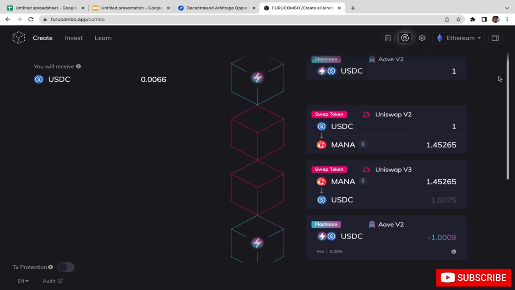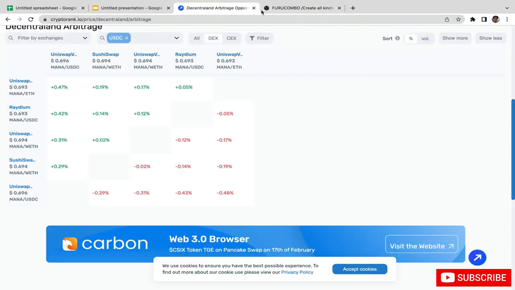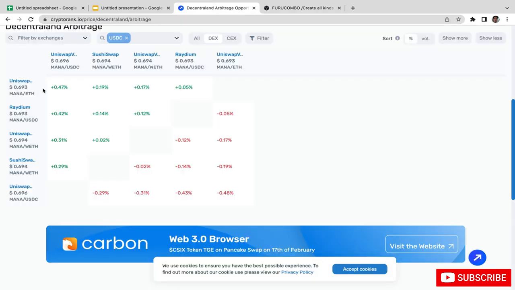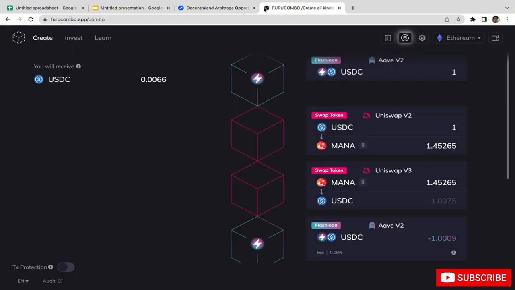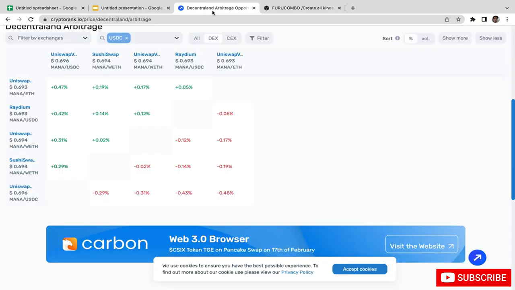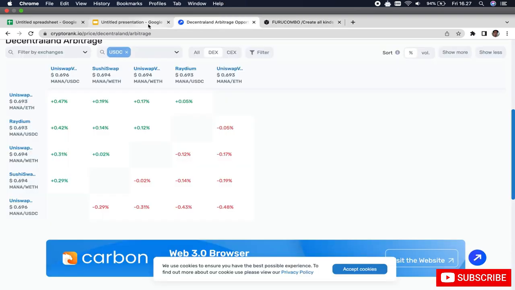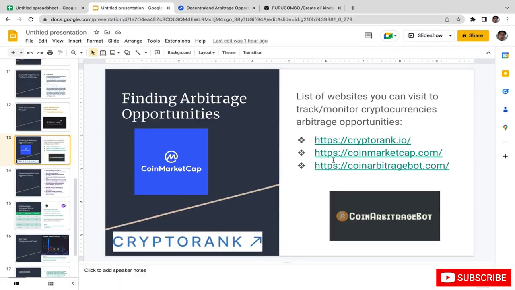So I think that's it for CryptoRank.io. That's how you find arbitrage opportunities. Basically, just try to find out the name of the decentralized exchange and then use it as your trading instrument here. Okay. So in the next video we're going to talk about CoinMarketCap, how to find arbitrage opportunities using CoinMarketCap. Okay guys, I'll see you in the next video.